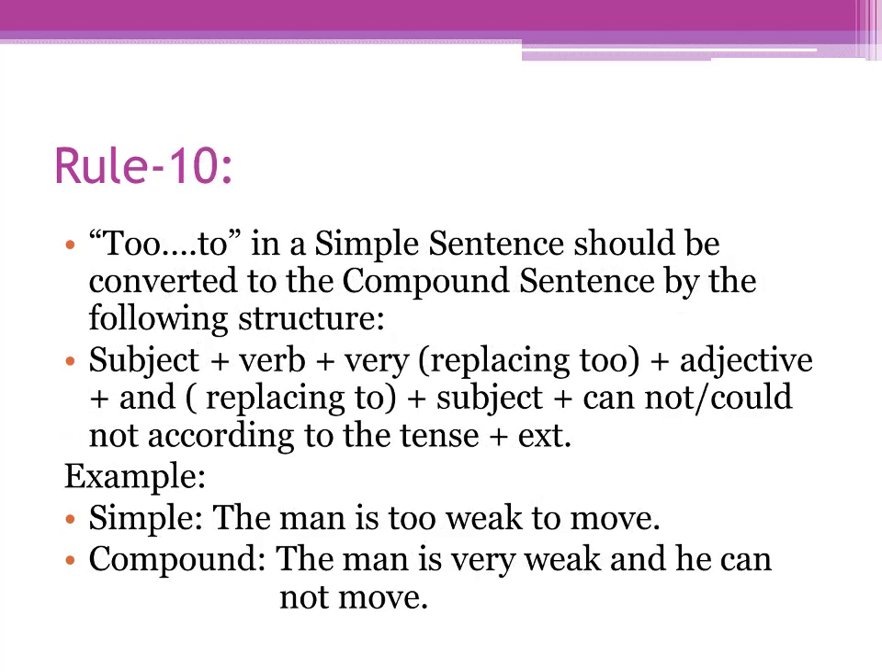Rule 10. "Too ... to" in a simple sentence should be converted to the compound sentence by the following structure: subject plus verb plus "very," replacing "too," plus adjective, plus "and," replacing "to," plus subject plus "cannot" or "could not" according to the tense, plus extension. Example: The man is too weak to move. Compound: The man is very weak and he cannot move.